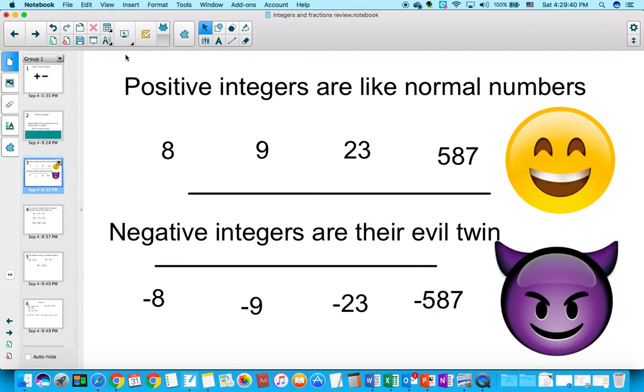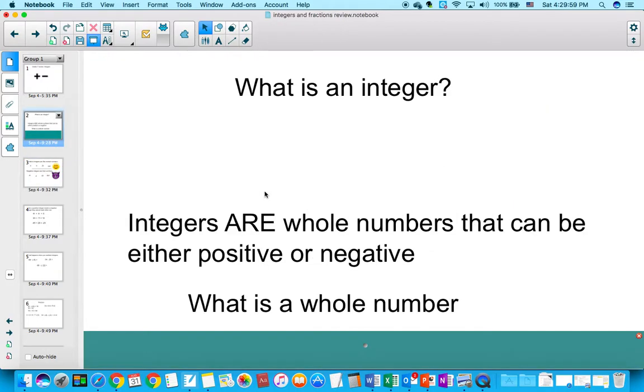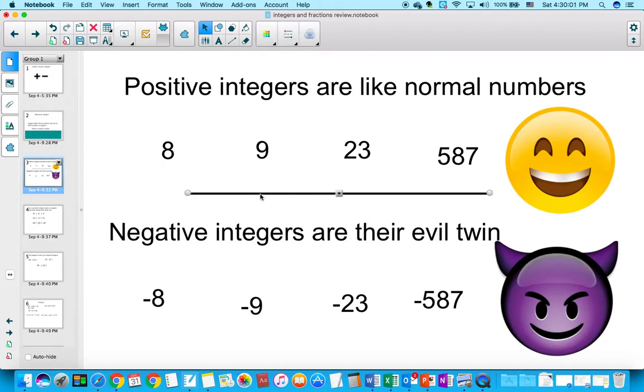Positive integers are like normal numbers. So if you see a plus sign, or if you just see the number like this, it's a positive integer. You don't have to really worry about it because it's just a regular number. If you know how to use your numbers, it's the same thing. The tricky part comes when you're looking at negative integers, because they're like the evil twin of normal numbers. So they tend to have some opposite rules.